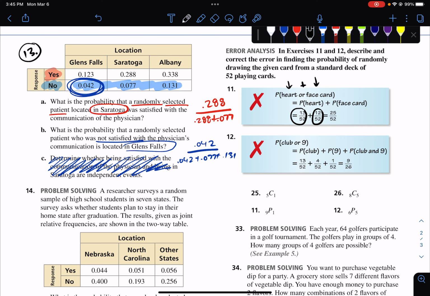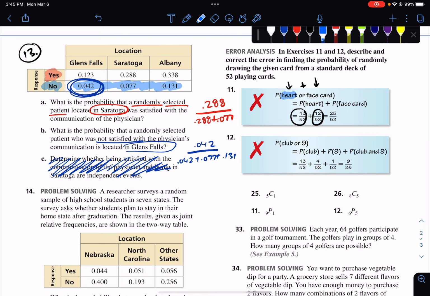The problem is you have to remember to look at these two different situations, hearts and face cards. And are there any cards that are both? Are there any cards that are hearts and faces? And there are. There's a queen of hearts, there's a jack of hearts, and there's a king of hearts. So the problem with these three is I counted them twice. I counted them in this group, and I counted them in this group.